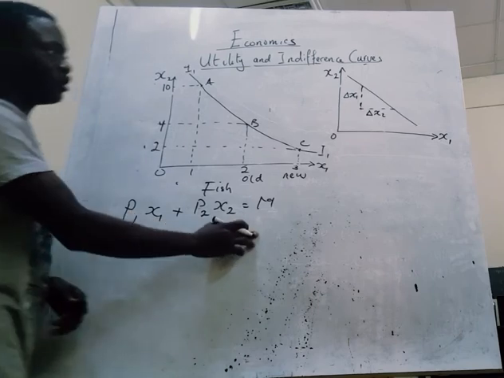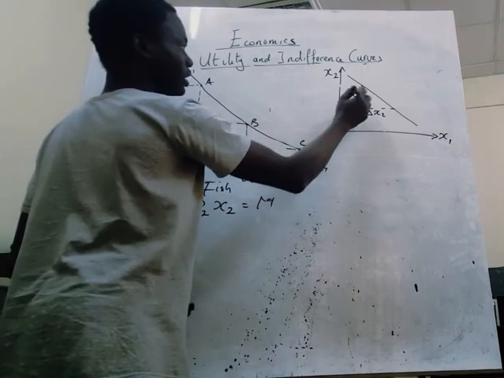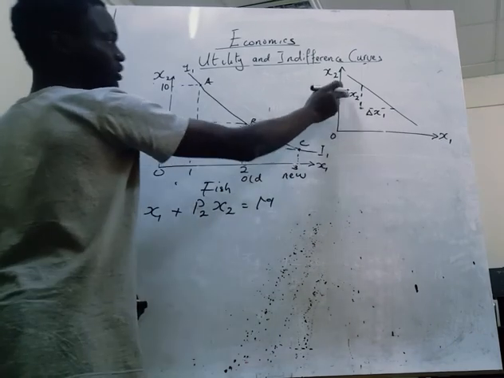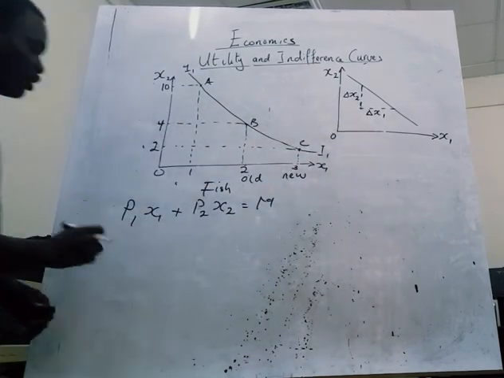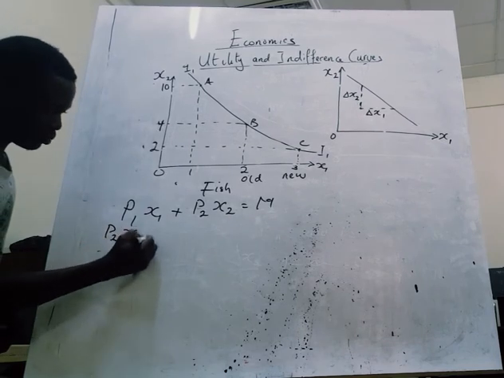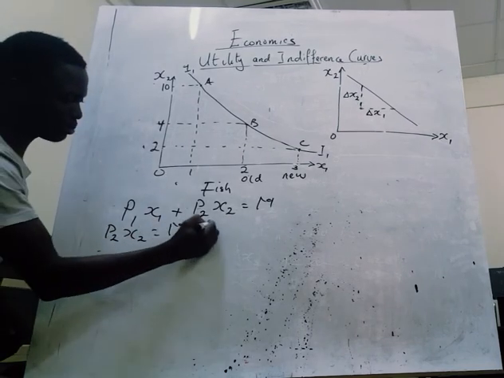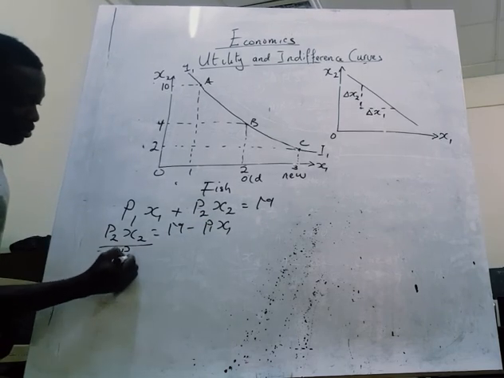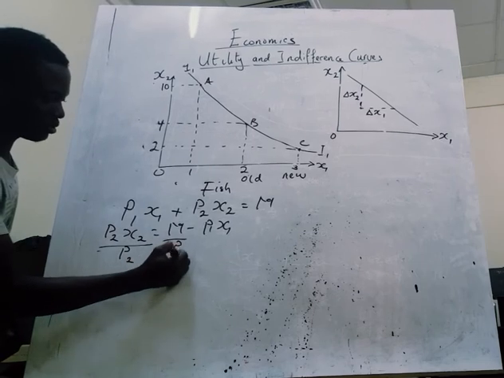Since the slope is change in x2 divided by change in x1, how do we get that from here? We can just say p2 x2 equals m minus p1 x1. So we divide through by p2.